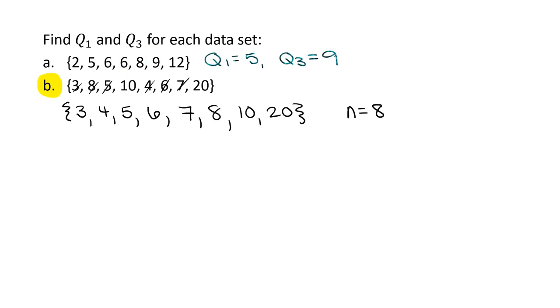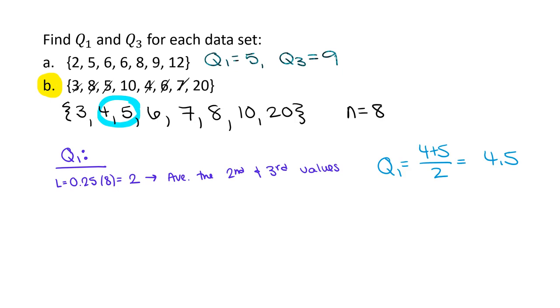All right, let's do part B. So this time I did have to reorganize the data so it was listed from smallest to largest. So I put the numbers in order: 3, 4, 5, 6, 7, 8, 10, and 20. And there are 8 different numbers listed, so n is 8. So for Q1, my locator is going to be 0.25 times 8. That is 2. Because I got a whole number, I'm going to take the average of the second and the third values. So anytime you get a whole number, you'll be taking an average.